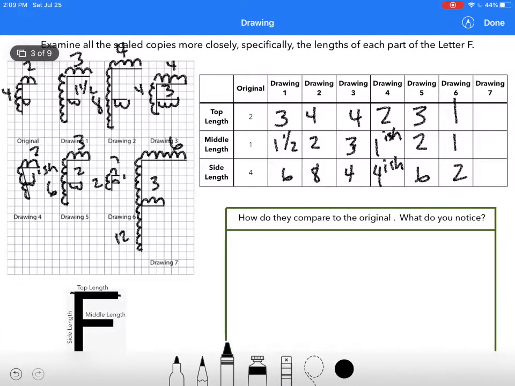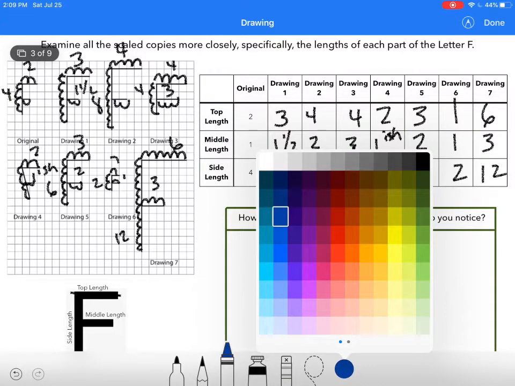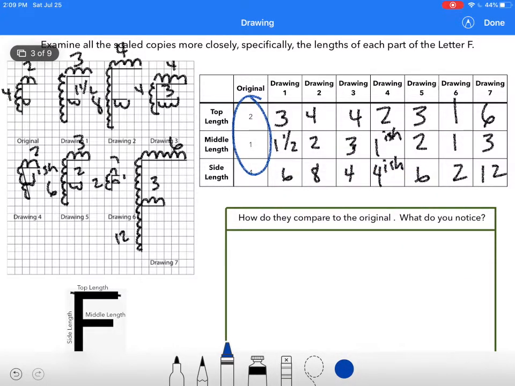So I have 6, 3, 12. So how do they compare to the original? Remember, when you're talking about the original, we're looking at those original measurements I gave you: 2, 1, 4. So how do they compare? Well, when I look at drawing 4, I see that they have the same top but different middle and side. So what do I notice?